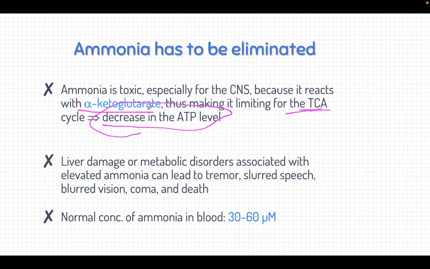Liver damage or metabolic disorders associated with elevated ammonia can lead to tremor, slurred speech, blurred vision, coma, and death. And the normal concentration of your ammonia in the blood, madami na po akong nabasa na references that says 30 to 60 micrometers. Again, normal concentration of ammonia in the blood, it must be maintained at around 30 to 60 micrometers.